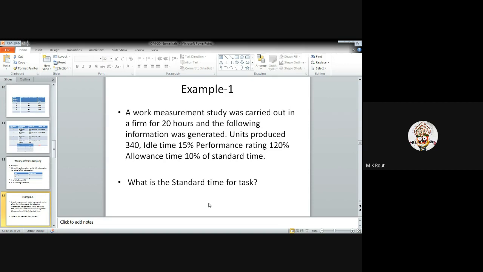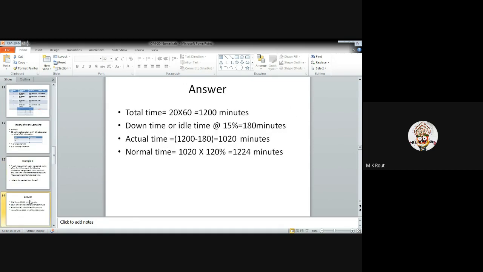Is it clear to all? Okay, moving to the next one. Then calculate the idle percentage or idle time. The idle time should be considered as downtime. You can just note down: idle time at the rate of 15% of 1200 equals 180 minutes.